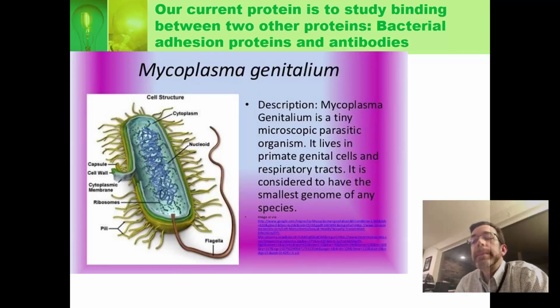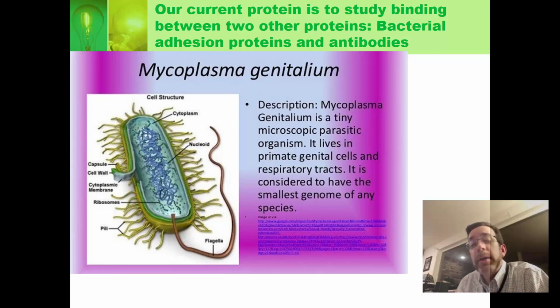So we're going to be looking at bacterial adhesion proteins. We're also going to be looking at how they bind to the proteins from the human body that they adhere to. And we might also look at antibodies. We have some questions to do with antibodies, though I'm not sure we're going to do that in this class this year. So here's information about Mycoplasma genitalium.